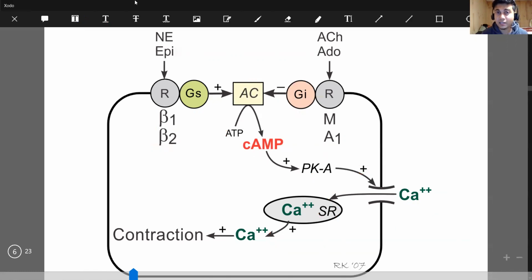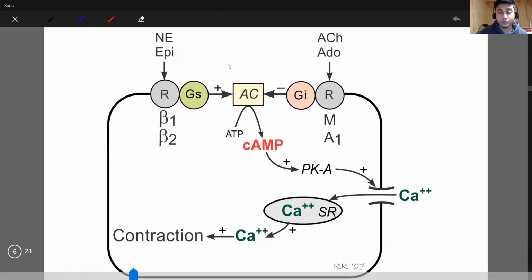Now how the GI coupled receptor works, that means how the G inhibitory type of protein receptor works. Now acetylcholine and adenosine bind with the receptor, and when they bind with the receptor, they stimulate the GI coupled protein here, the GI subunit of the G protein. And as you can see, it inhibits the adenylyl cyclase. Now, the same thing will happen here, there is an alpha, a beta, a gamma. This alpha subunit will now inhibit the adenylyl cyclase.